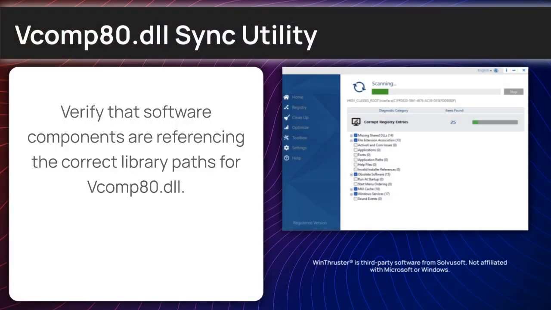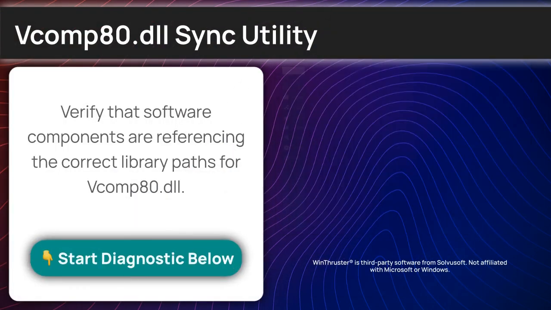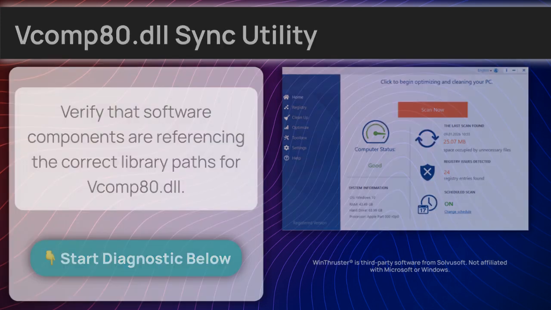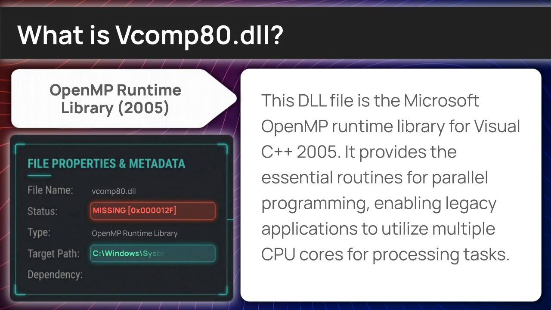As we look at the manual steps for Vcomp80, there is also a diagnostic resource for reviewing your overall system health. This DLL file is the Microsoft OpenMP Runtime Library for Visual C++ 2005. It provides the essential routines for parallel programming, enabling legacy applications to utilize multiple CPU cores for processing tasks.